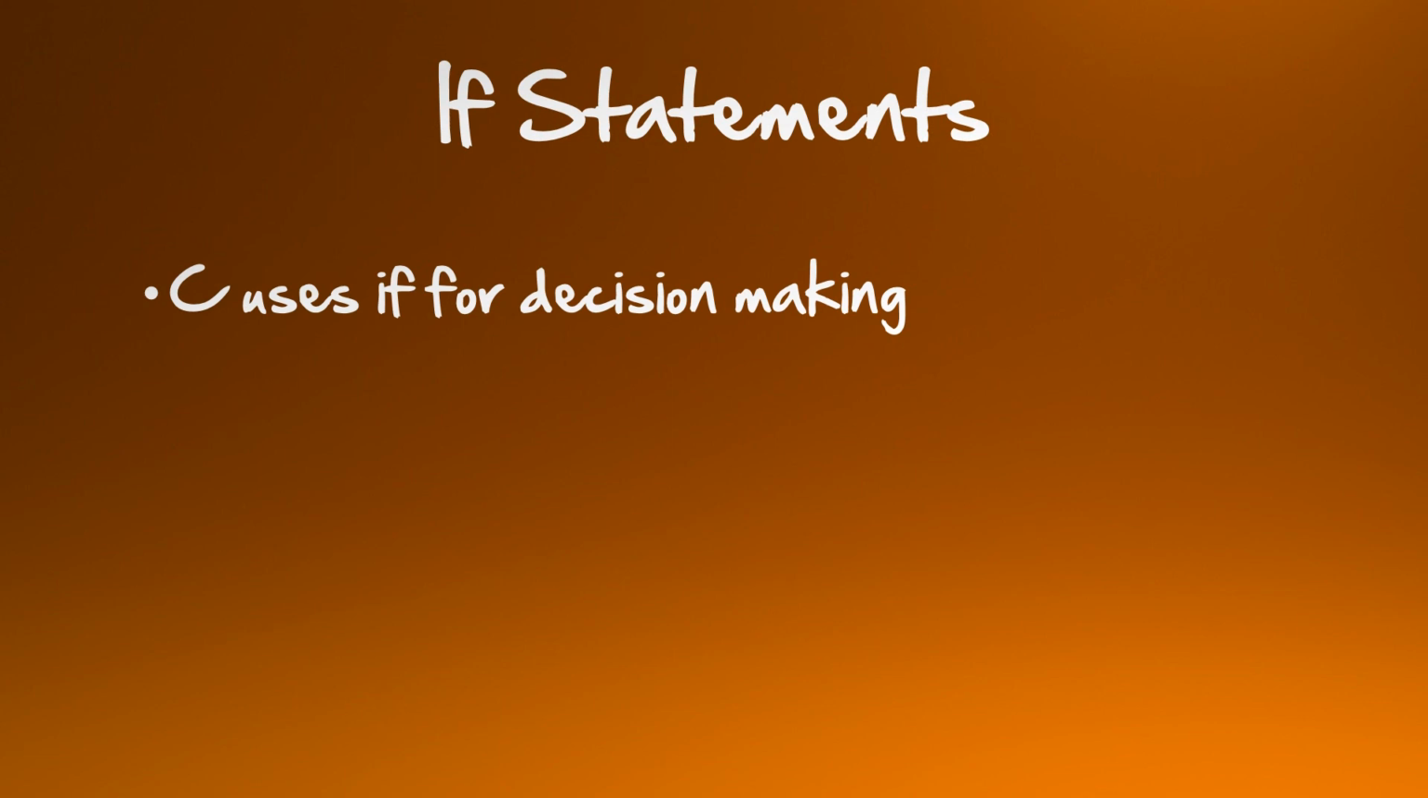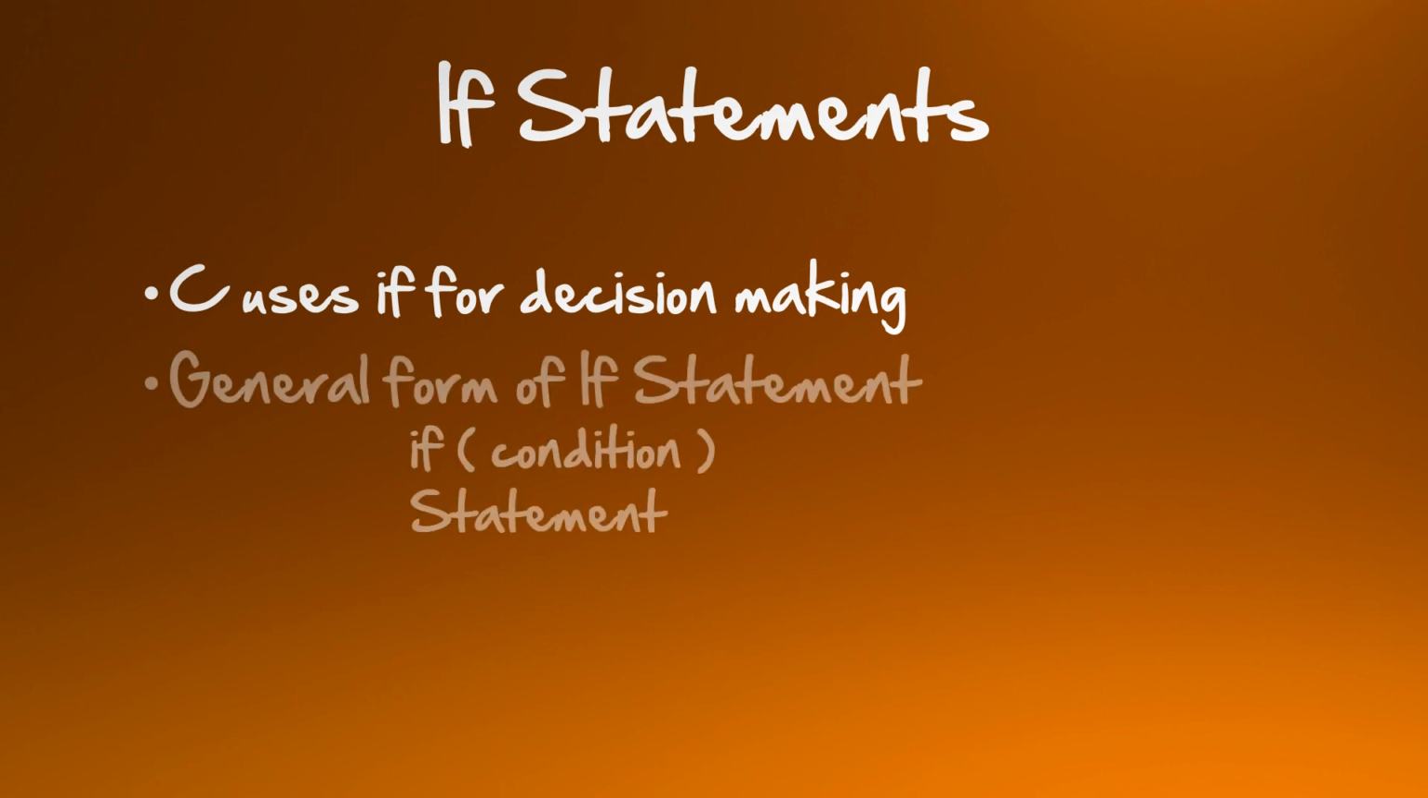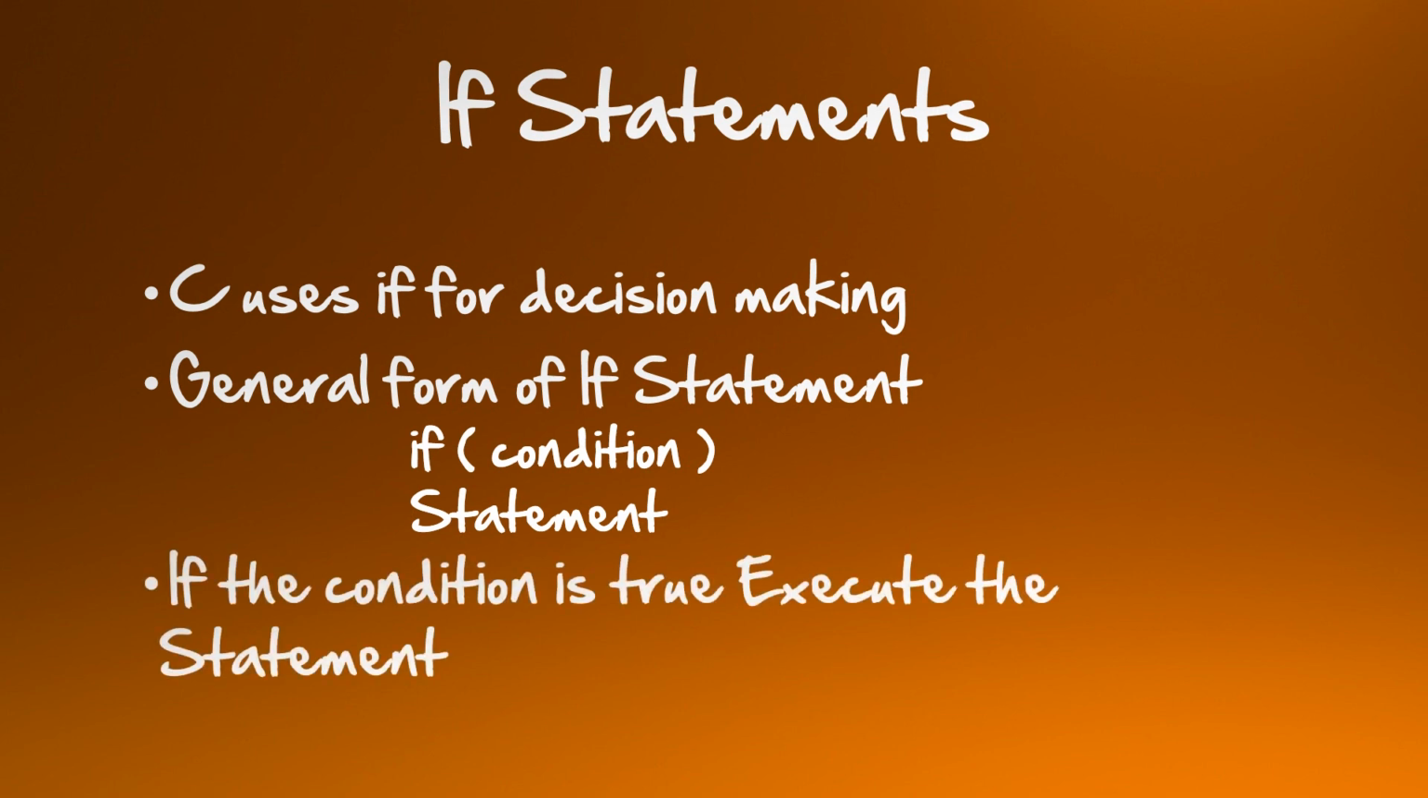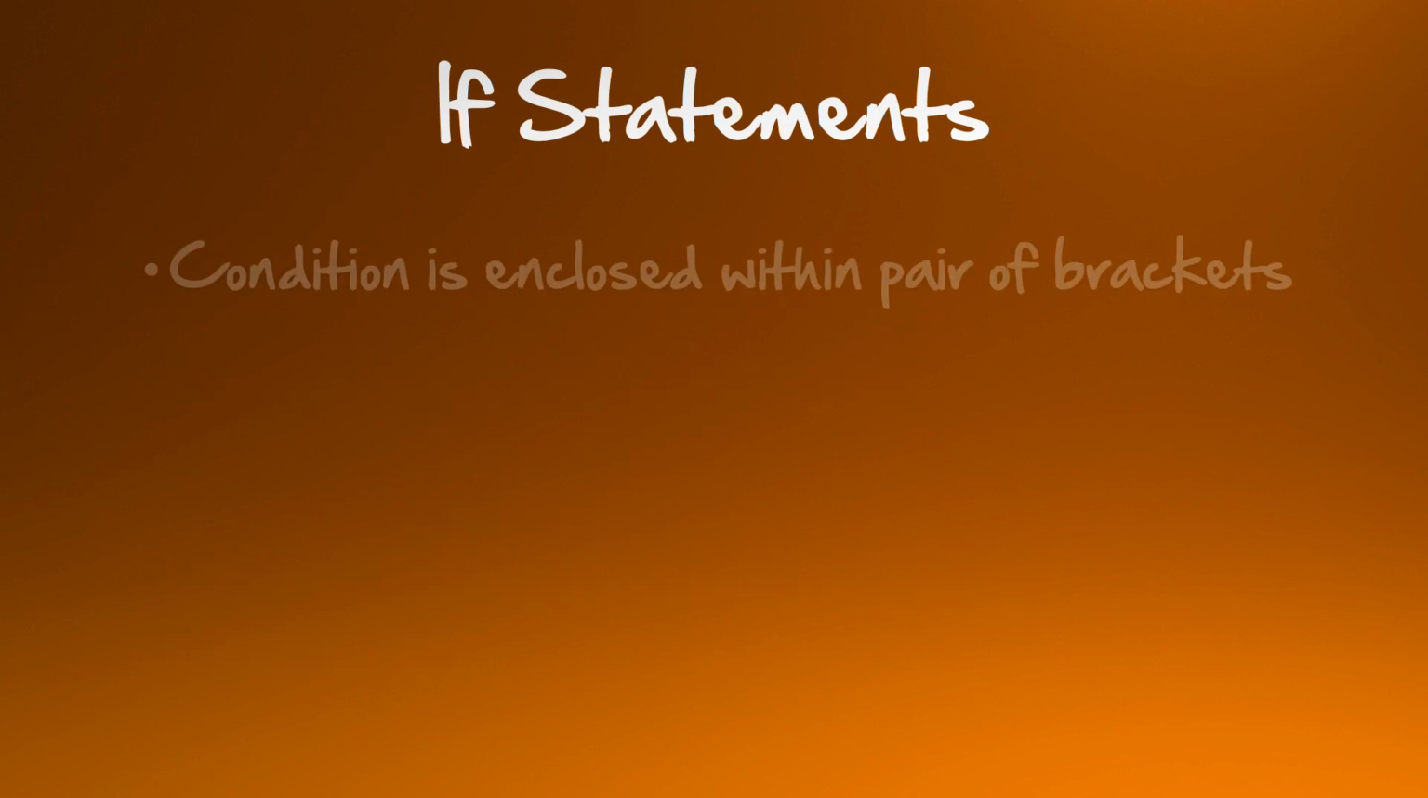Like most languages, C uses the keyword if to implement the decision control instruction. The general form of the if statement looks like this: if, condition, and some statement. What it means is, if this condition is true, execute this statement. The keyword if tells the compiler that what follows is a decision control instruction. The condition following the keyword if is always enclosed within a pair of parentheses.